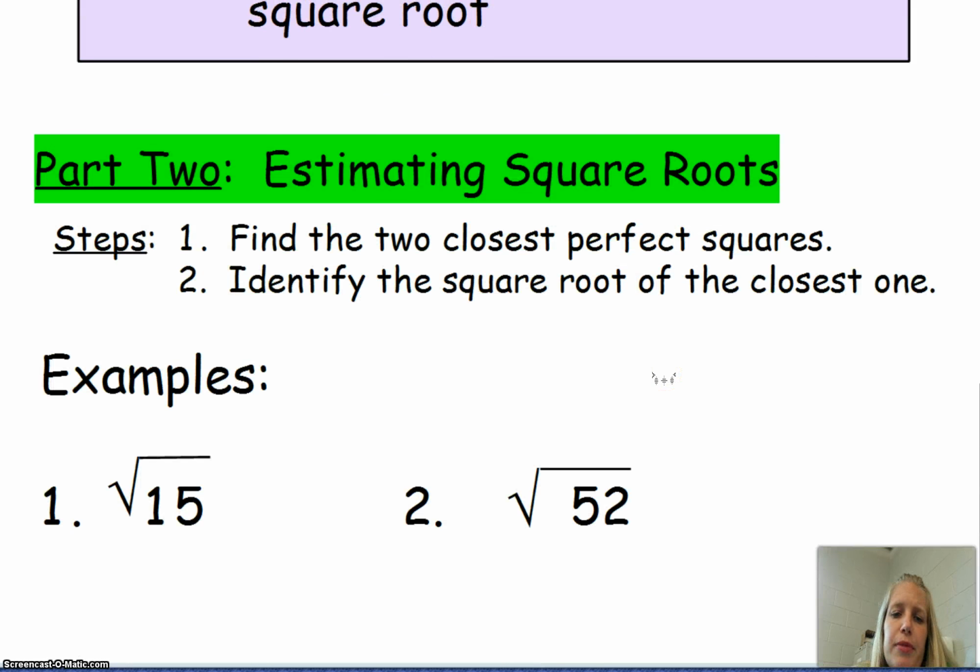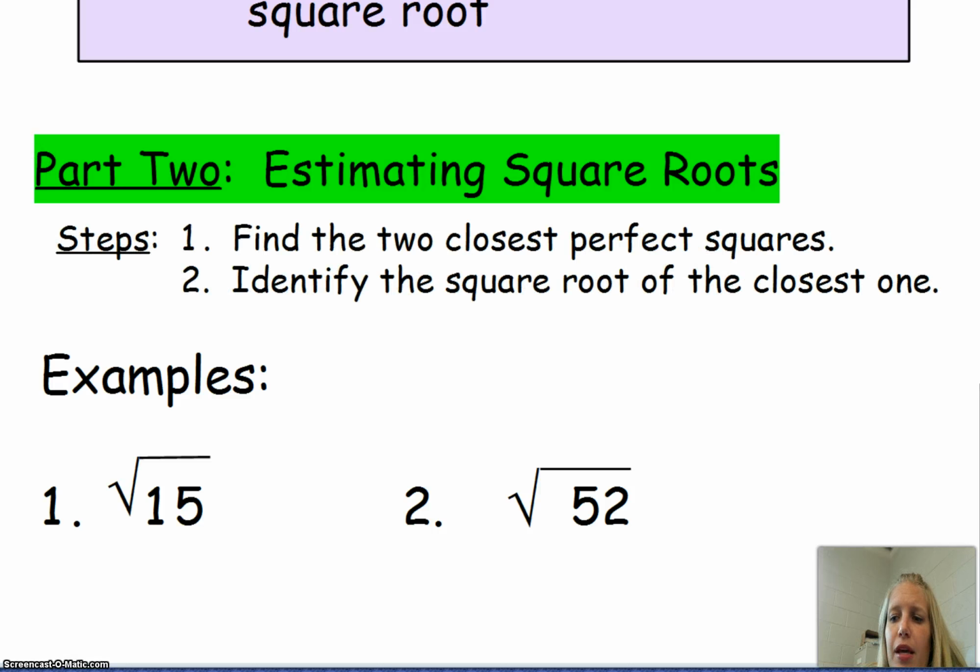All right, part 2, estimating square roots. So not every number is going to go in perfectly. So when I ask you what's the square root, for example, of 15, which is number 1 down here, there is no number that's exactly that number times itself will give me 15. So we're going to estimate it. So what you're going to do, if you copy down the steps over here, the first step you're going to do is find the 2 closest perfect squares.